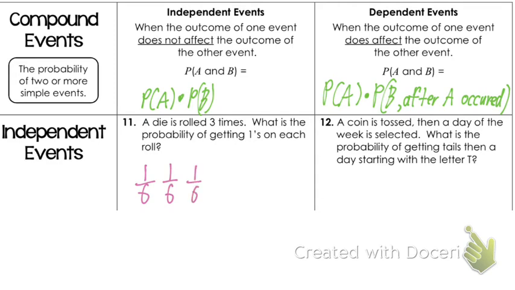Ooh, not quite. We multiply them. We multiply them here, okay? Because it's less likely to get it multiple times in a row.